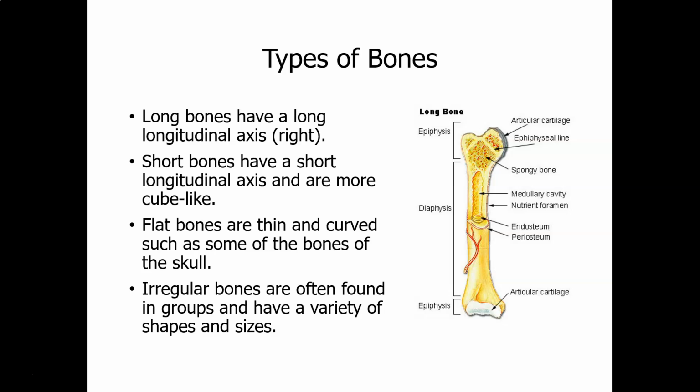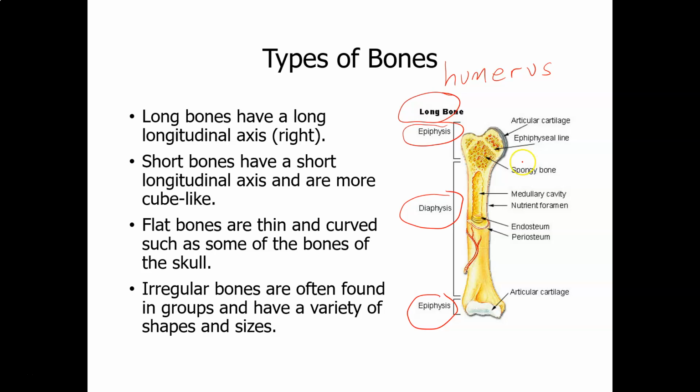All right, now we're going to talk about bones. This is an example of a long bone. This is the humerus, which is your upper arm bone. And you can see that the ends of the bone are each called an epiphysis. And the shaft of the bone, the long part of the bone, is called the diaphysis. This is called a long bone because it's longer than it is wide.